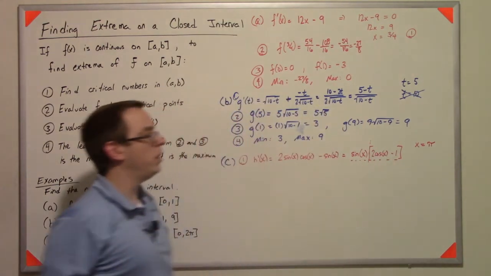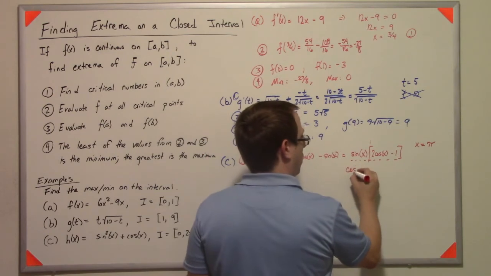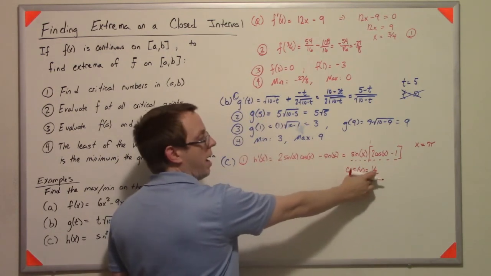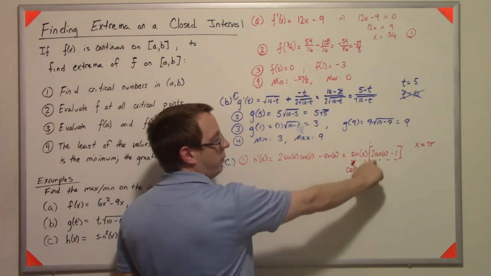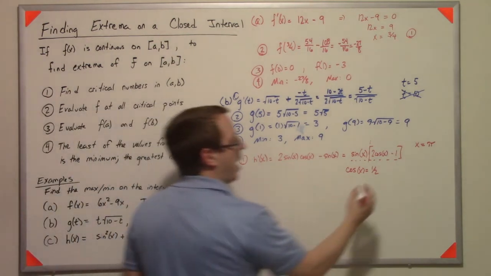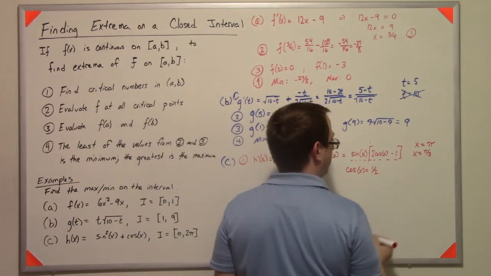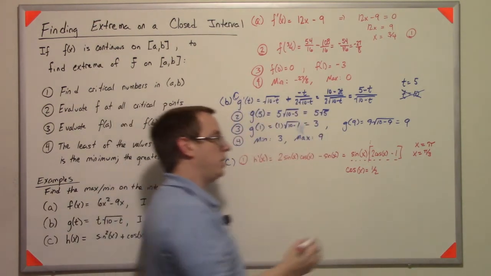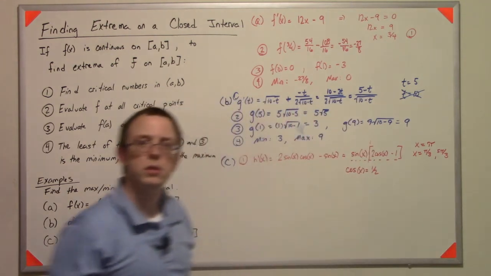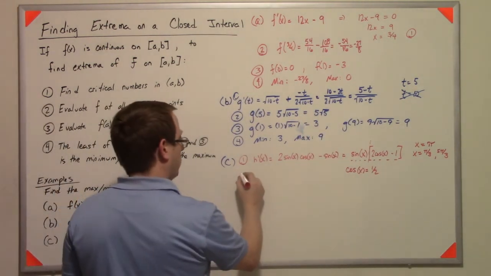Now for this one, what we're really doing is solving cosine of x equals 1/2, right? Because if cosine of x is 1/2, 2 times 1/2 is 1, minus 1 is 0. Cosine of x is equal to 1/2 when x is pi over 3 and 5 pi over 3 inside this interval. So we have 3 critical numbers we care about.